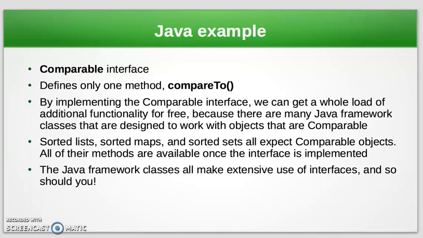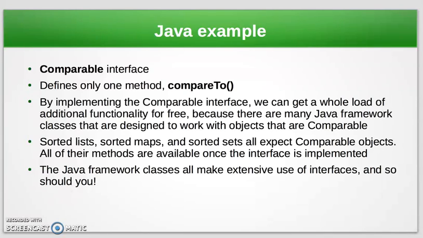So anywhere that you need to plug in a comparable object into the Java interface, you can, because those classes are built to expect that interface to be used. They don't care about all the other attributes and the methods that your objects might implement. All it cares about is, does it implement the compareTo method, and if so, I can treat it as a comparable object.